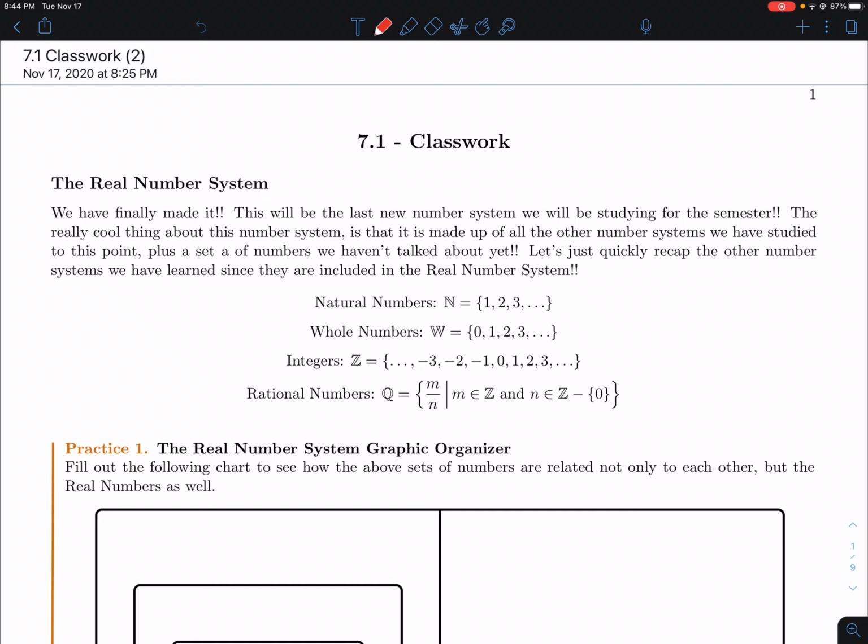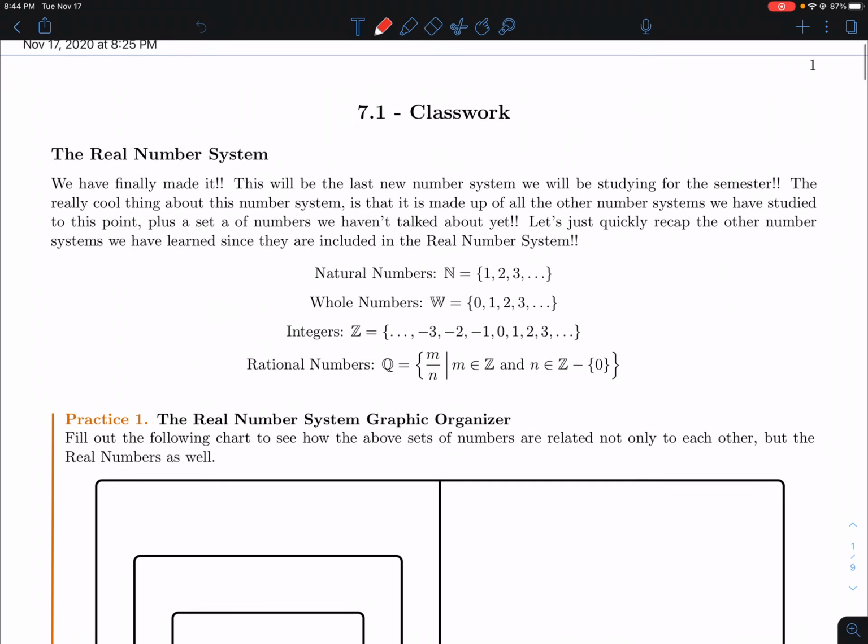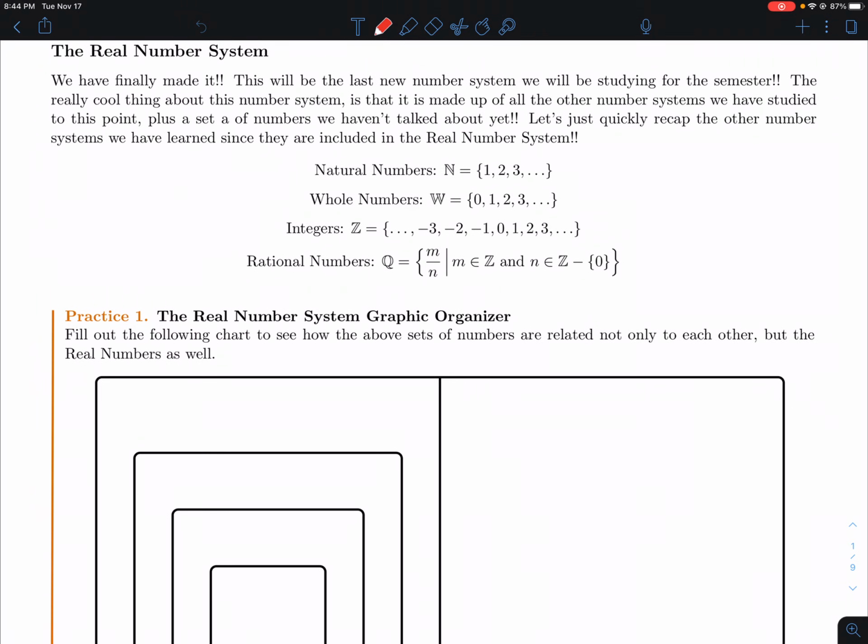All right, so let's get ready to finish off the last unit of the semester. Chapter 7's it for us. So, just to rehash what we've talked about.